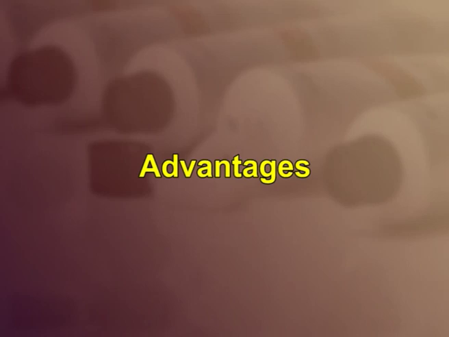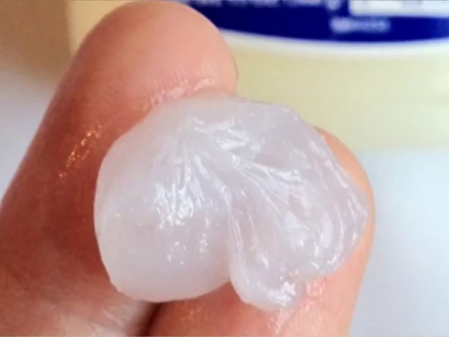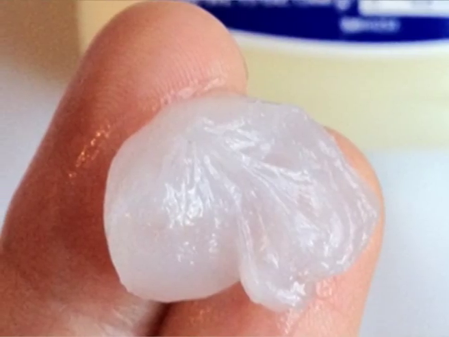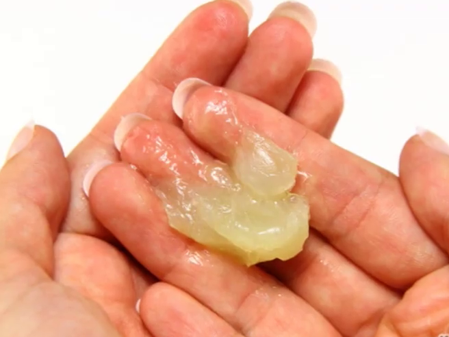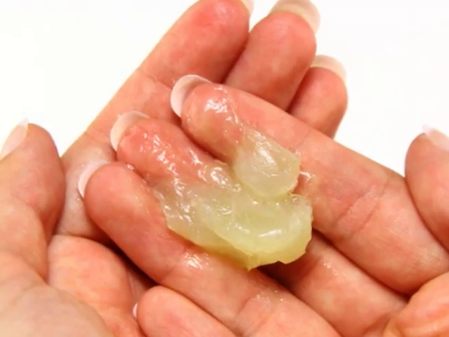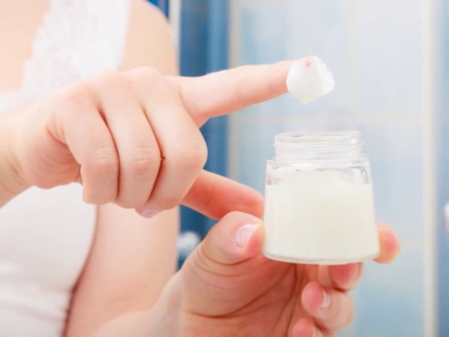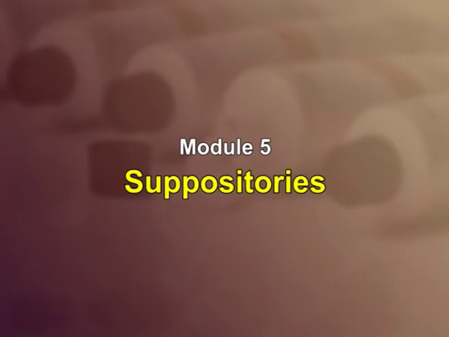Let's move towards the advantages of jellies. Much less greasy as compared to the ointment, give a cooling sensation, suitable for oily or dark skin. A disadvantage of jellies is that they are sticky. Module 5, that is suppositories.